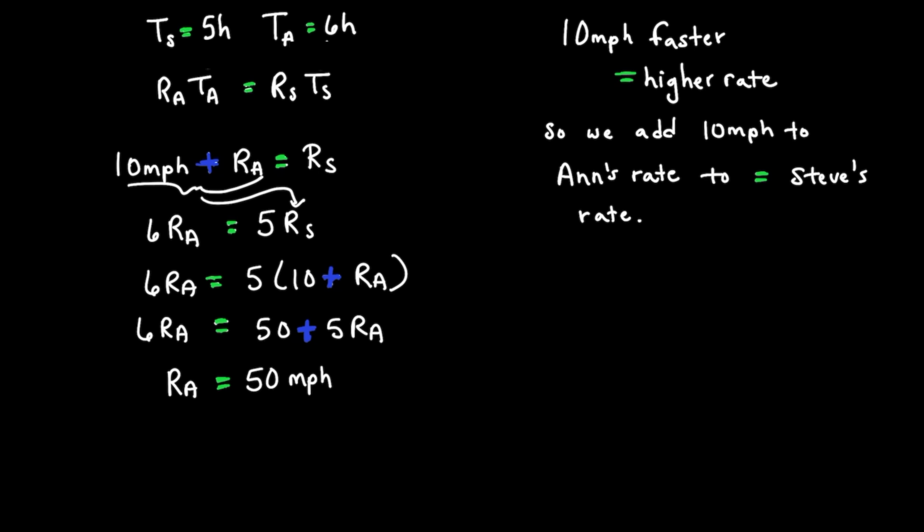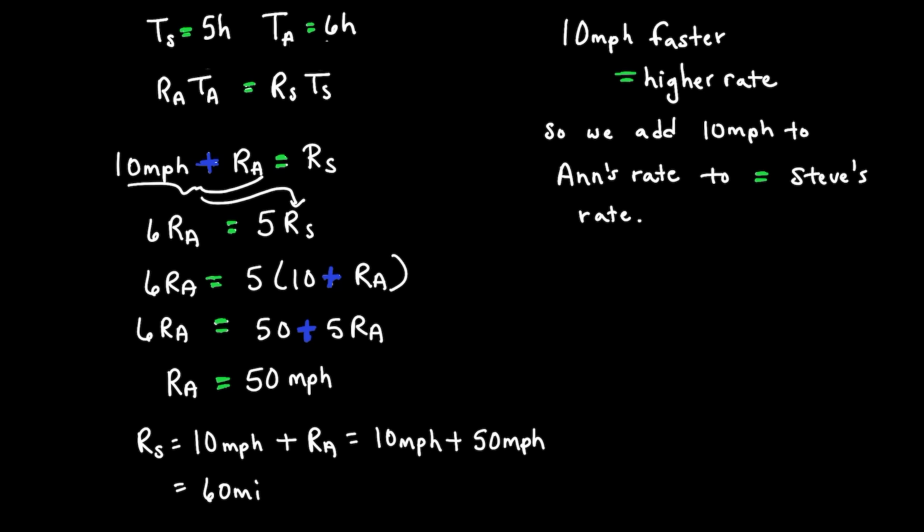So since we know that 10 miles per hour plus Ann's rate is Steve's rate, we're going to plug those numbers in to find Steve's rate. So we have Steve's rate equals 10 plus R_A, equals 10 plus 50, and these are all miles per hour, equals 60 miles per hour. So that will be Steve's rate.